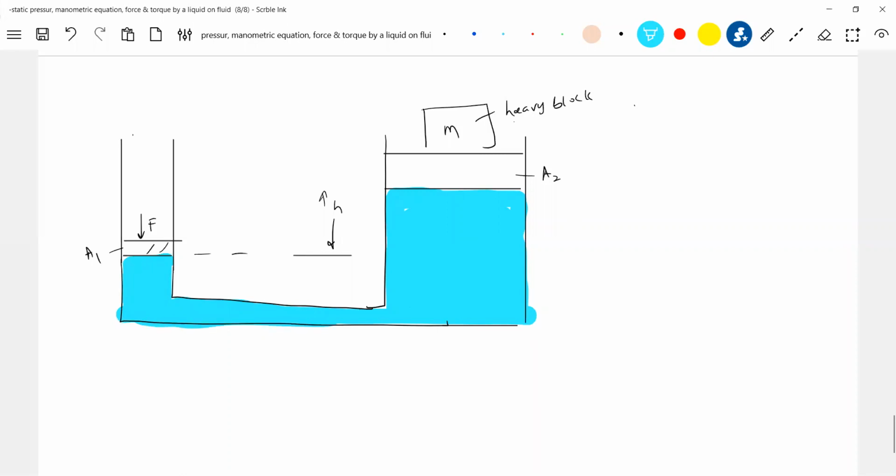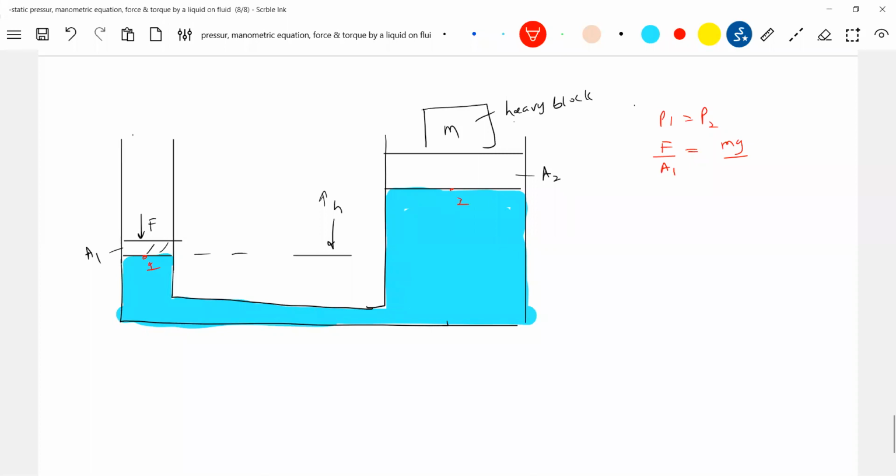Now let's do one thing. Pressure at 1 should be equal to pressure at 2. So what is the pressure at 1? F by A1. Pressure at 2, shall we write mg by A2? Is pressure at 1 equal to pressure at 2? No, they are not at the same level, no?